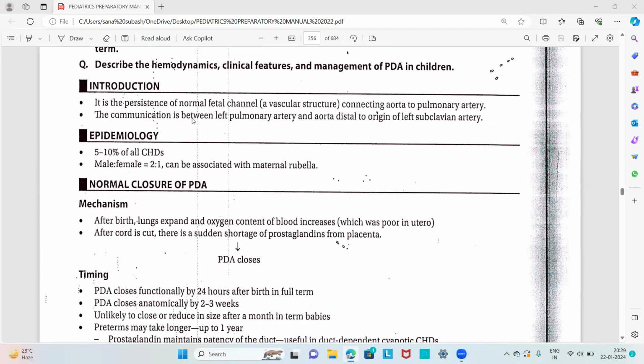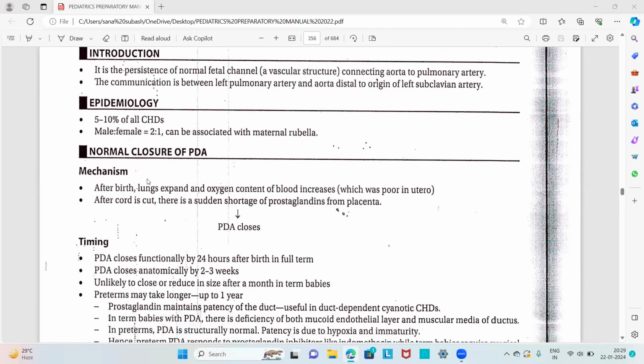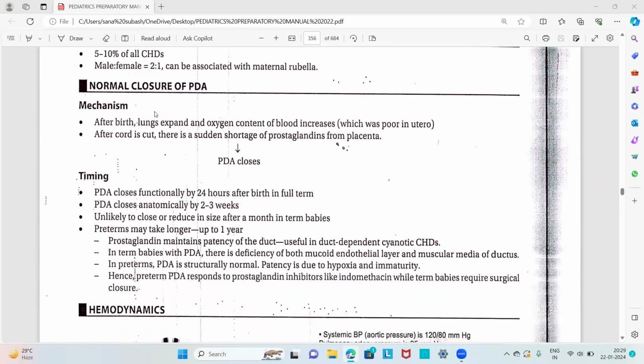The communication is between the left pulmonary artery and the aorta, distal to the origin of the left subclavian artery. Epidemiology: it accounts for 5 to 10% of all congenital heart diseases. The male to female ratio is 2:1, and it can be associated with maternal rubella. Maternal rubella syndrome is most commonly associated with the persistent ductus arteriosus.